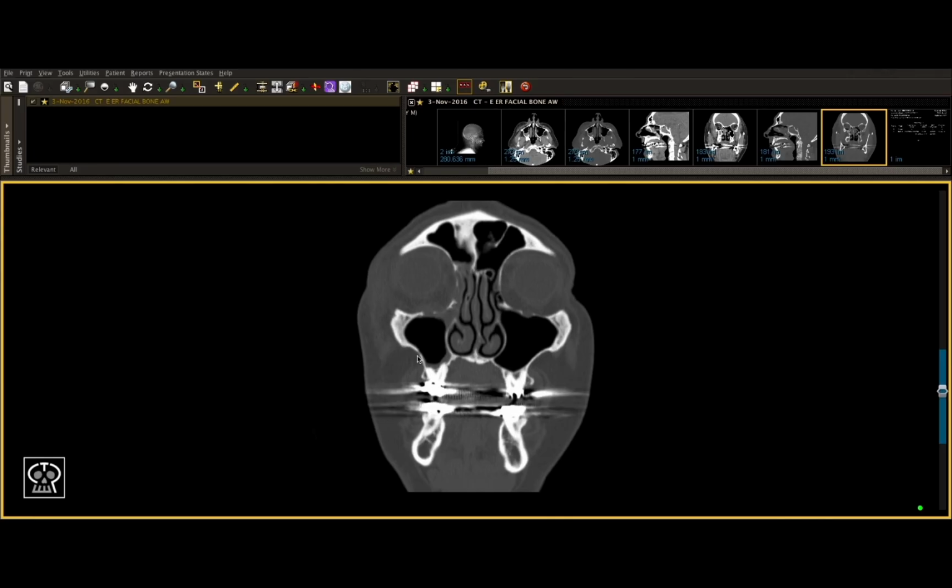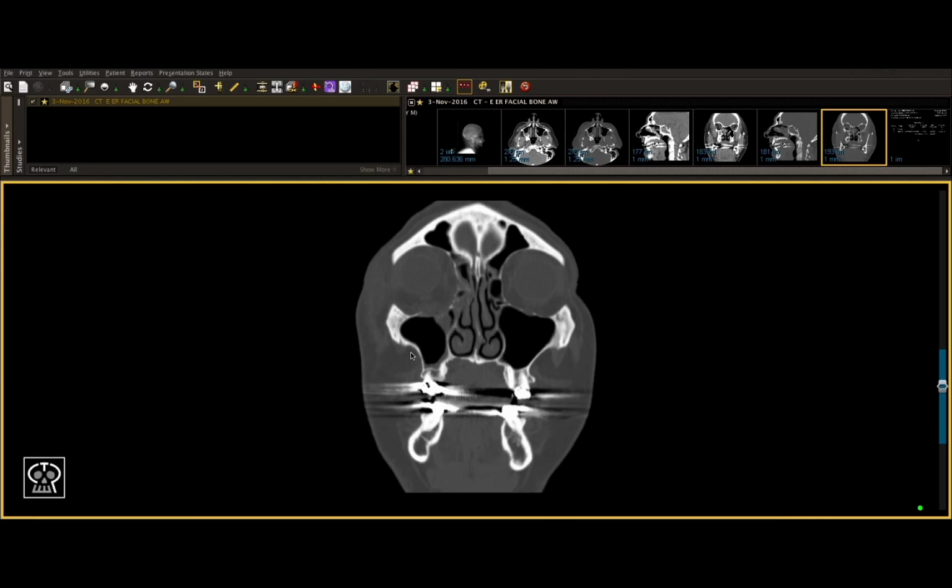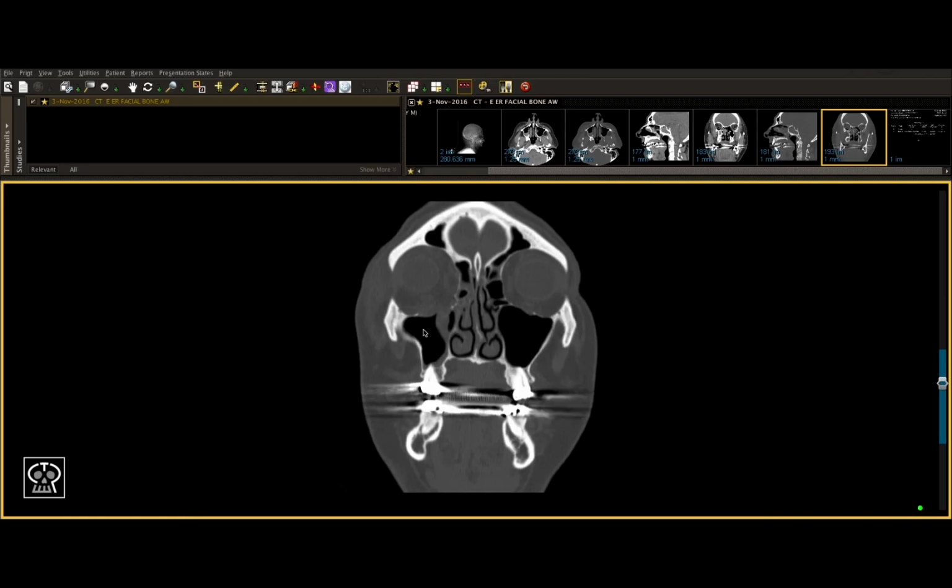Now, you always want to look at things in different views, and when it comes to the orbit, it's very simple to think of which views will show which fractures in the best light. For example, if you think about it, an orbital floor fracture is best seen in a coronal or sagittal view. This is because the orbital floor itself is positioned in the axial plane. This is why it's more difficult to see an orbital floor fracture in the axial view.